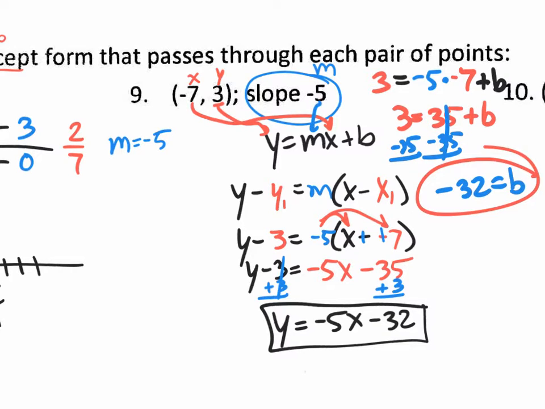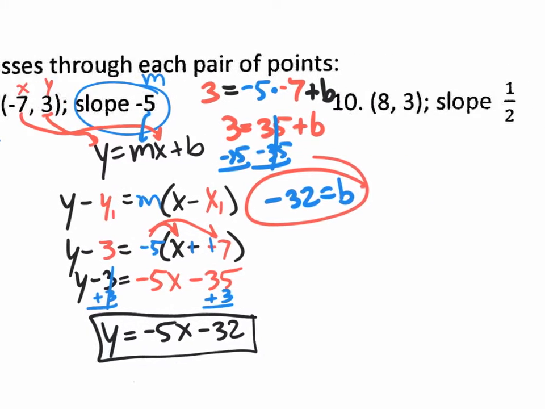So we found the b value without using point slope form, and as you can see, once you know the m and the b, you could write it in y equals mx plus b form. So y equals negative 5x minus 32. That's exactly what we got the other way. So it's really totally up to you which way you want to tackle this problem. Using point slope is great, but if you don't like using point slope, you could stick to slope intercept.